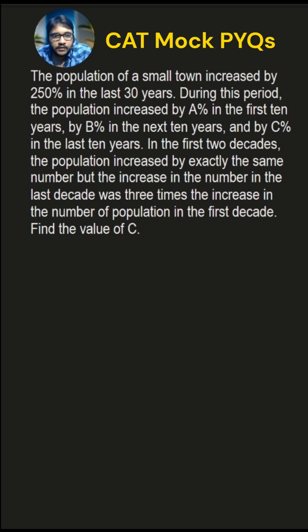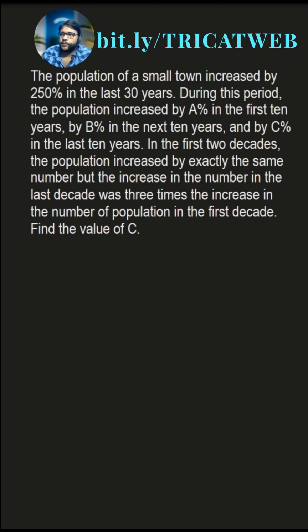Okay guys, so let's solve a question from CAT PYQ mocks. This is an interesting question, a difficult one. Let's read it. It says the population of a small town increased by 250% in the last 30 years. What does 250% increment mean? 100 plus 250 by 100, that is a 3.5x increment.